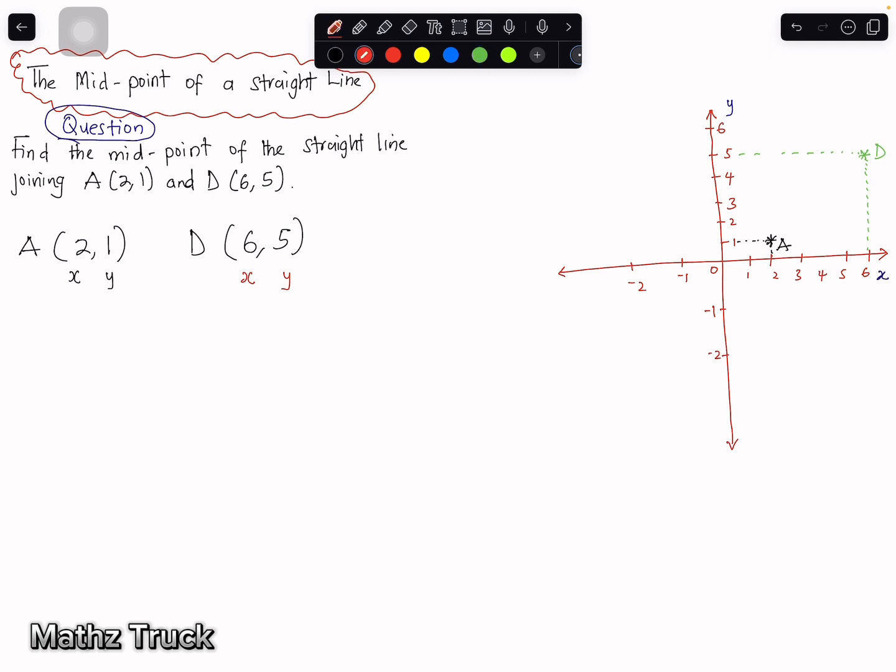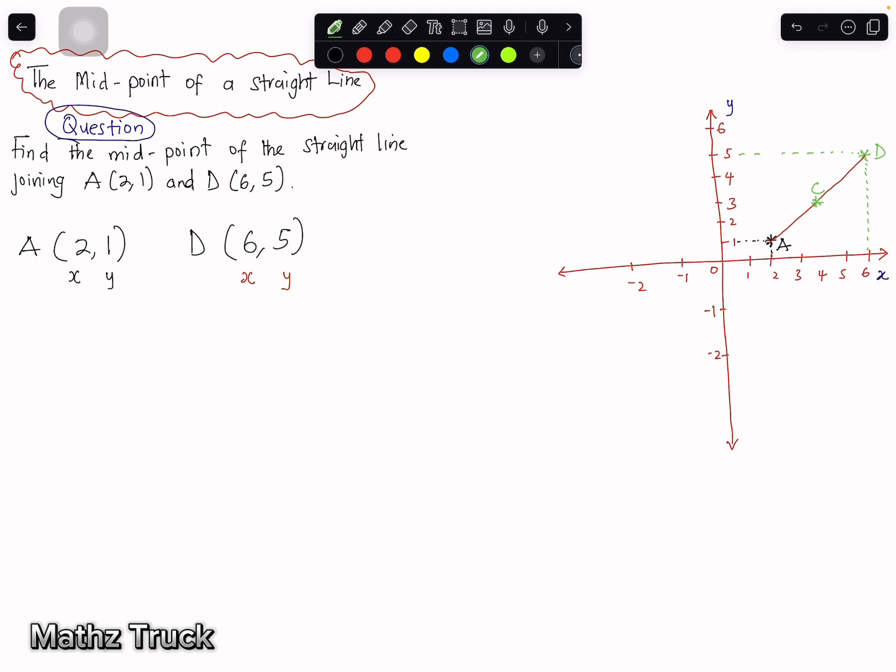Now we can draw a line through these two points. Now the question says, what is the midpoint of this straight line? We can always deduce or approximate that the middle point between these two points, or the middle of this line, is C. But how do you determine the midpoint of these two points?